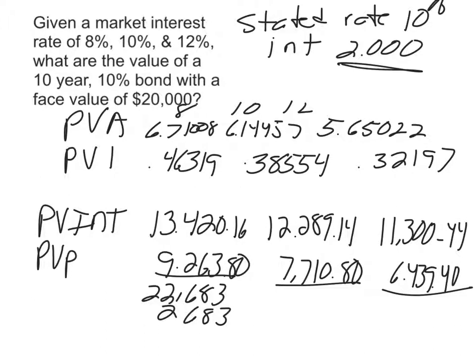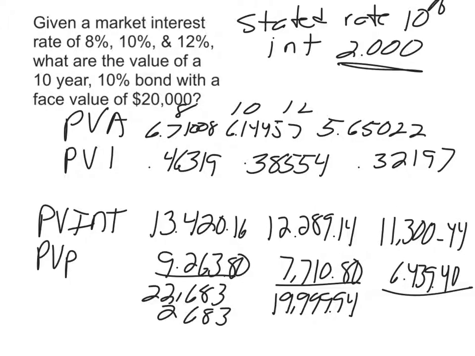If we're giving 10% on our bonds and the market value is 10%, we end up with the value of the bond of $19,999.94. We're 6 cents off of being perfect, probably rounding somewhere.